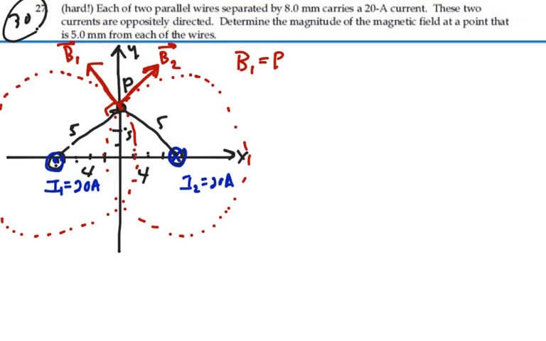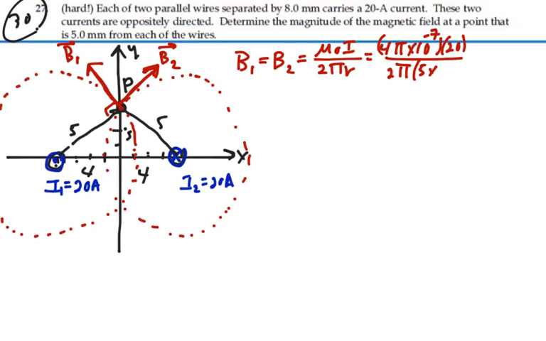So let's write that. B1 will equal B2 in magnitude, and that will be mu naught I over 2 pi r for both wires, and that's going to be 4 pi times 10 to the minus 7 times 20 amps over 2 pi, and we are 5 millimeters from each wire.